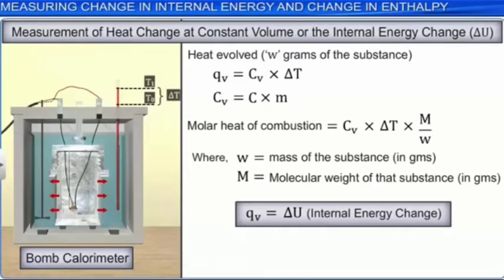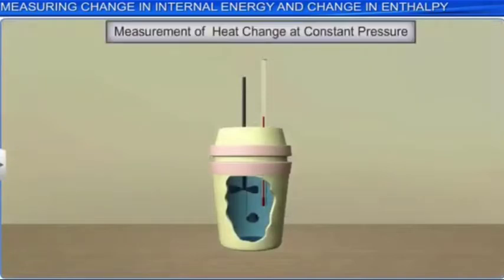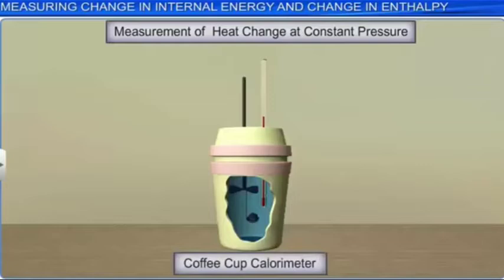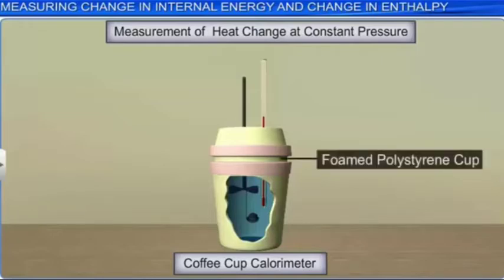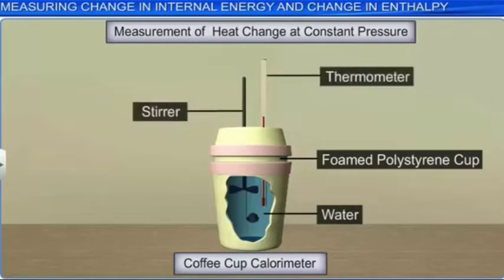Let us now measure the heat changes at constant pressure. To measure the heat changes at constant pressure, a device known as a coffee cup calorimeter is used. These calorimeters are open to the atmosphere. So, these measure heat changes at constant pressure. This calorimeter is a foamed polystyrene cup partially filled with a known volume of water and fitted with a stirrer and a thermometer inserted through the lid of the cup. When a reaction occurs in the coffee cup calorimeter, the heat change is measured in terms of the change in the temperature of the system.